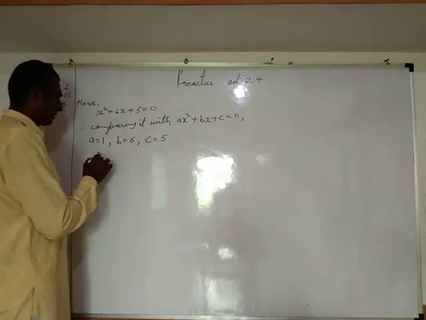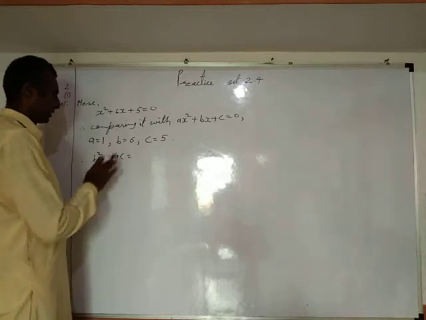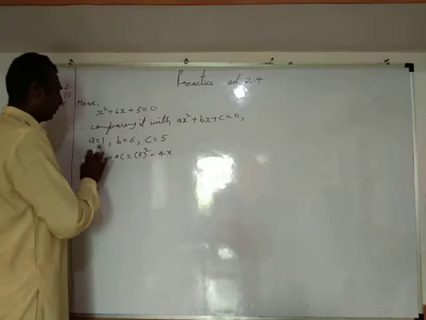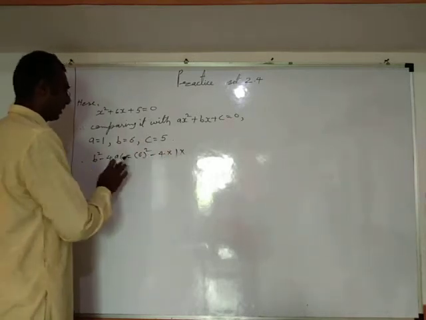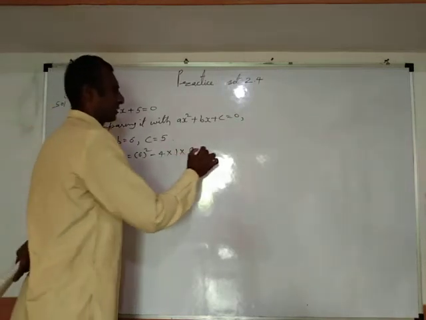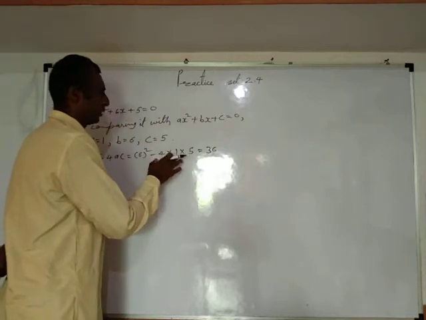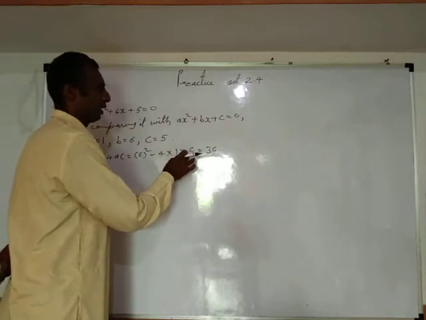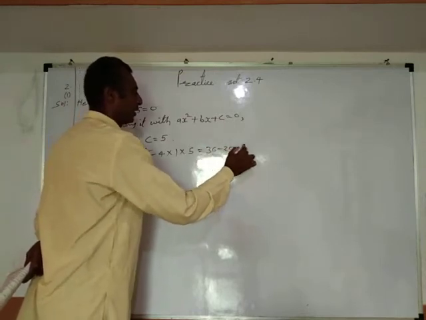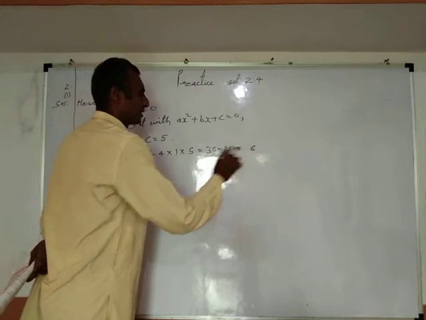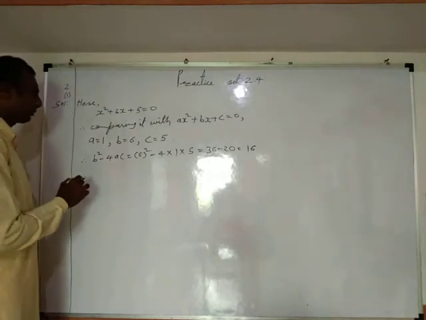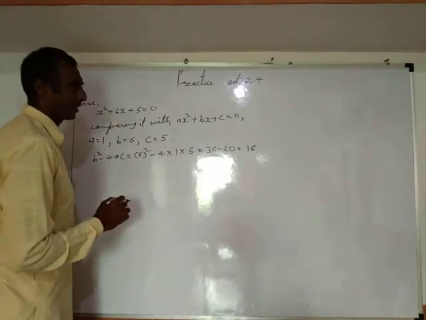Therefore b square minus 4ac equals 6 square minus 4 into value of a, which is 1, into value of c, which is 5. 6 square is 6 sixes are 36, minus 4 into 1 is minus 4, and minus 4 into 5 gives us minus 20. 36 minus 20 equals 16. Okay, b square minus 4ac equals 16.